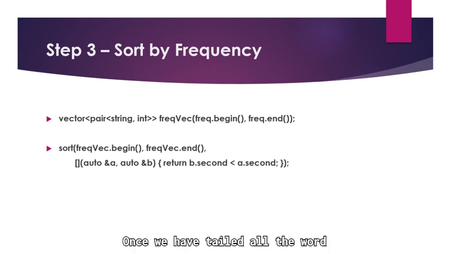Once we have tallied all the word frequencies, we need to sort them to find the most common words. Since unordered_map and map do not allow sorting by value directly, we copy the map's content into a vector of pairs. Then we use sort with a custom lambda function to sort the pairs in descending order by frequency. This way the most important words appear at the top of the list, ideal for both display and analysis.